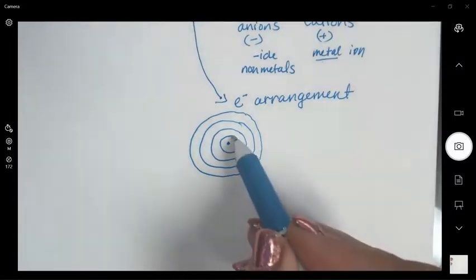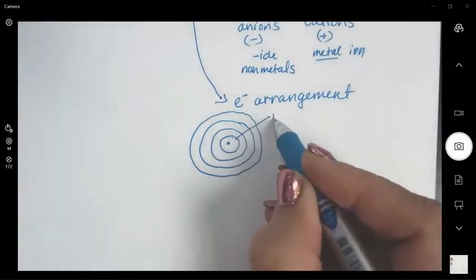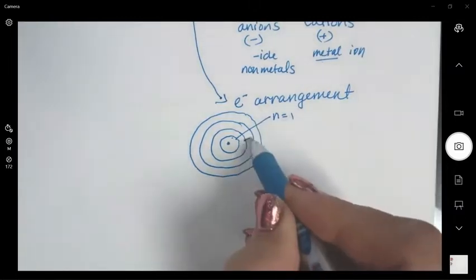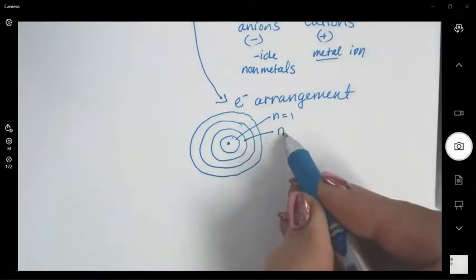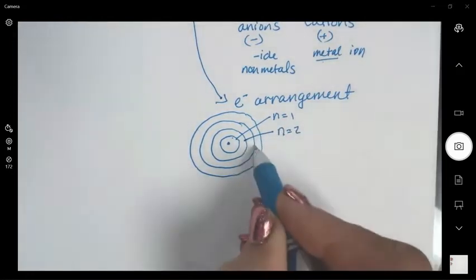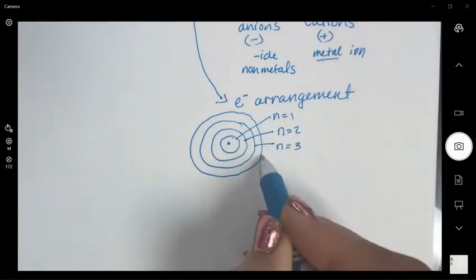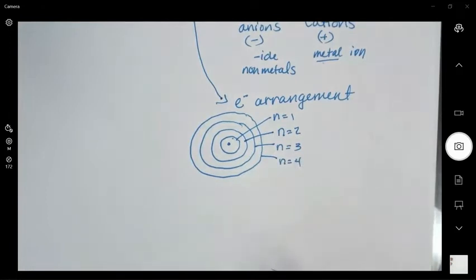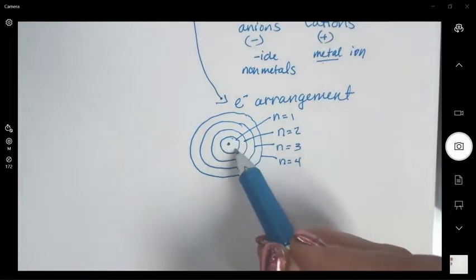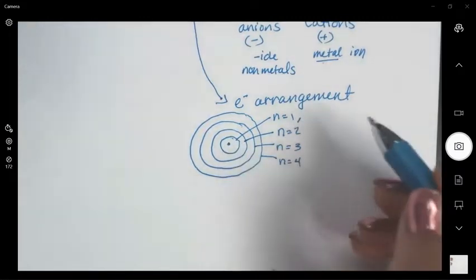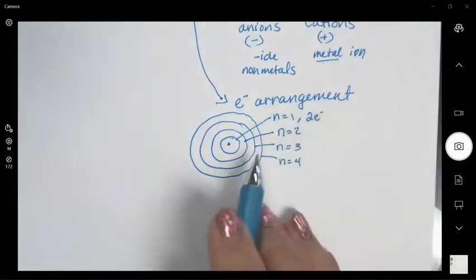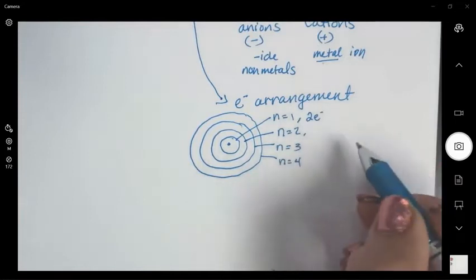And with the planetary model, you learned a whole bunch of stuff. First, the first energy level is a quantum number and it's called N equals one. The second ring is called N equals two, but now you know it's an energy level. The third energy level is N equals three. The fourth energy level is N equals four. Then you learned a bunch of stuff about each level. The first energy level holds how many electrons? Two. And the second energy level holds how many?